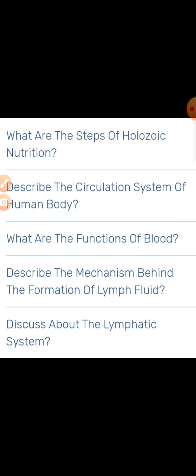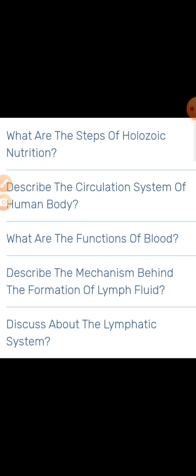The next question which comes is, what are the steps of holozoic nutrition? Holozoic nutrition, first you have to mention what you mean by holozoic nutrition, and after that you have to write ingestion, digestion, absorption, assimilation, egestion. These 5 points you have to write 2 to 3 sentences on each point. Ingestion, you know, is the taking in of food.